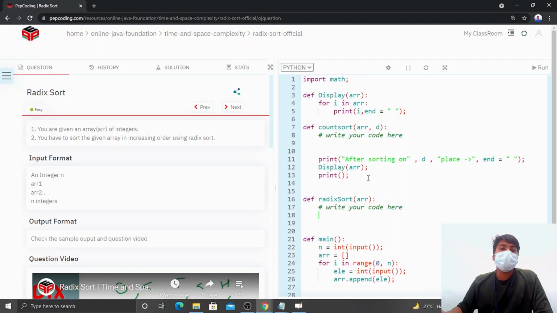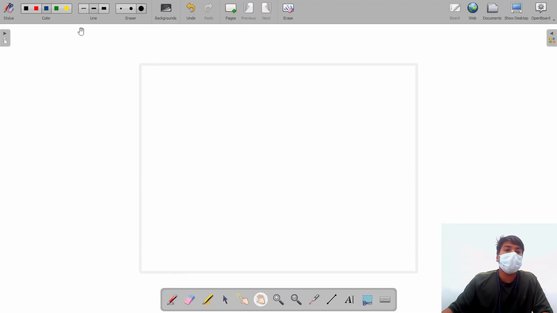On Backcoding, in this video we are going to start the next question of our time and complexity series. In this video we are going to solve the question radix sort. It is an extension of our count sort. So let us see what we are going to do in radix sort. In radix sort also we are going to sort an array. It is also used for sorting.